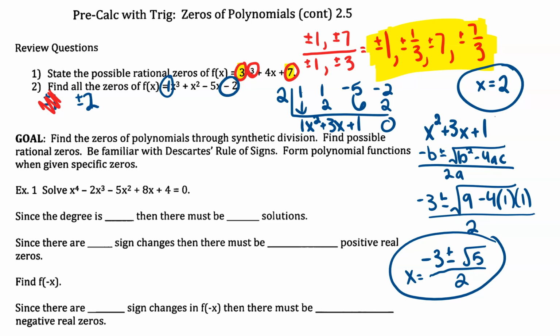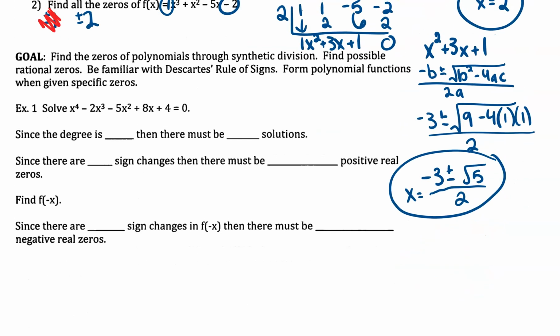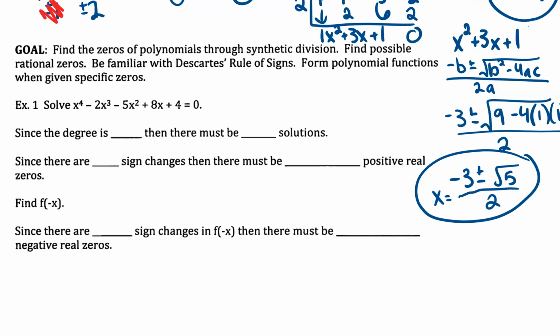Okay, so for this video, we are just focusing on Descartes' rule of signs. So that's what we're going to do for example number 1. All right, so we have this example here.